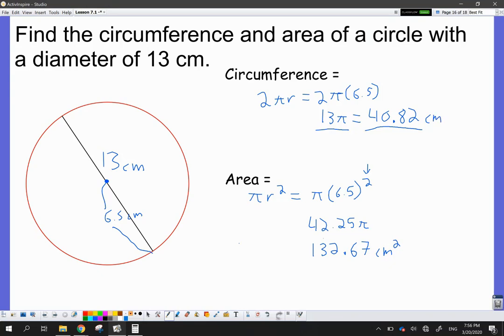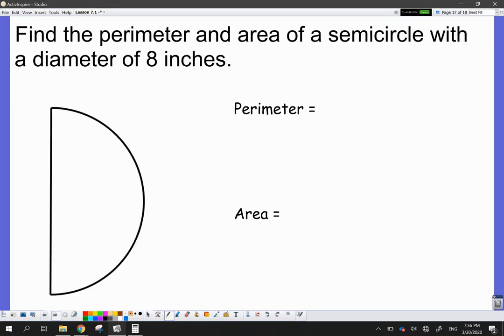So there's a circle. Let's take a look at a semicircle. Find the perimeter and area of a semicircle with a diameter of 8 inches. So if I know the diameter of this semicircle is 8, then I know the radius, 8 divided by 2, must be 4. Now to find the perimeter, remember, we're going to need half of the circumference.